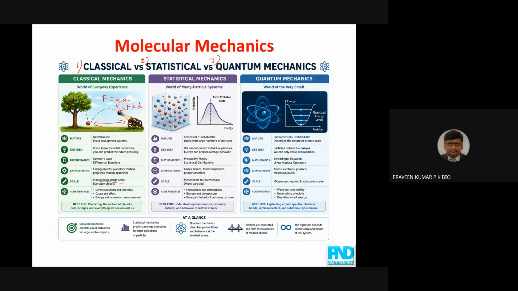So here the scale is mesoscopic. Okay, so we take many particles into consideration. For example, atoms or gaseous molecules packed inside a cylinder. Then how many molecules are there in the cylinder? So like this, if we go with statistics and probability calculation, we call it statistical mechanics. The third is quantum mechanics.